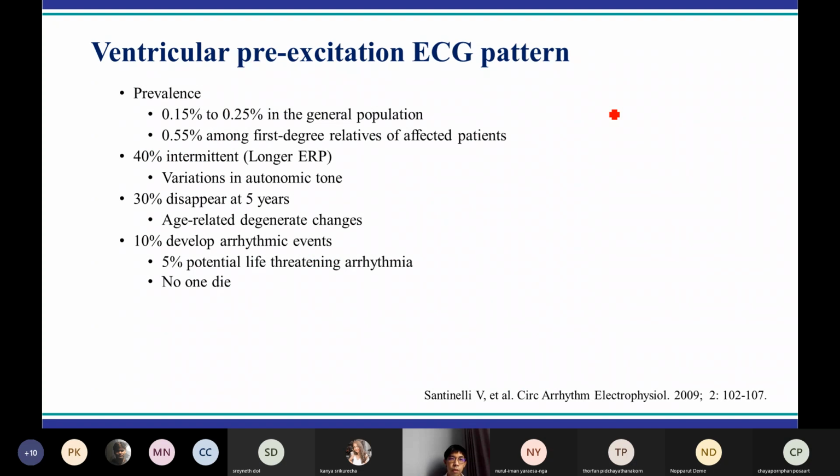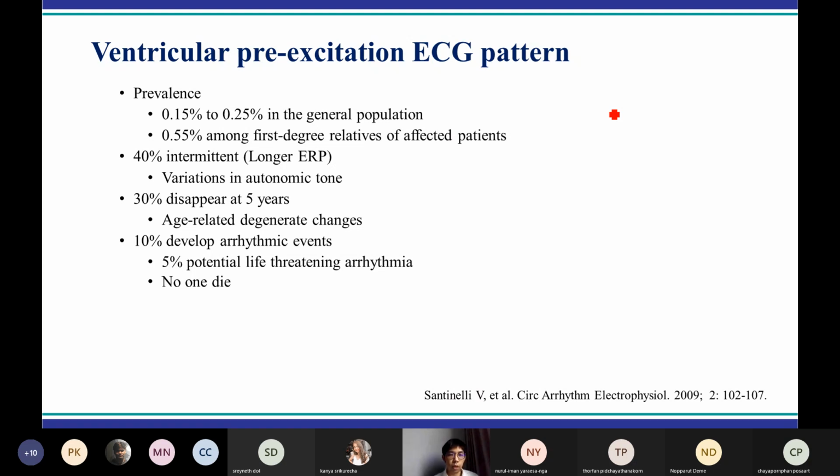Okay, what is the prevalence of it? It is around 0.15 to 0.25 in the general population. And if there is a first degree relative of the affected patients, if they have a mother or father who have this syndrome, the prevalence is higher.